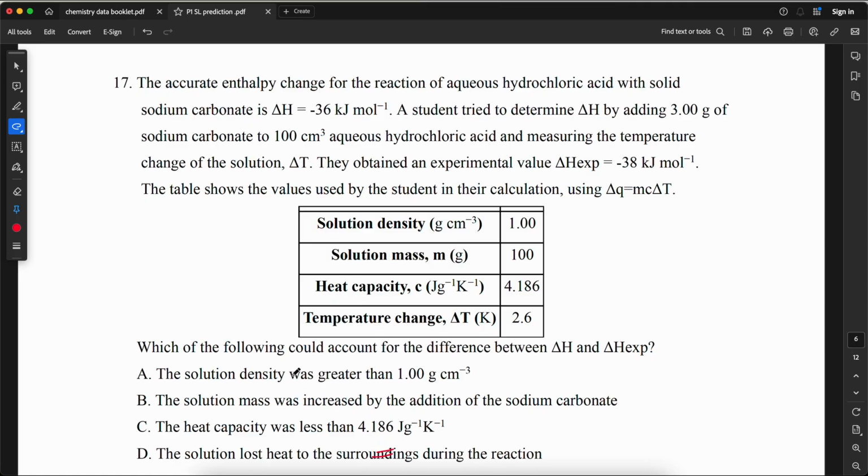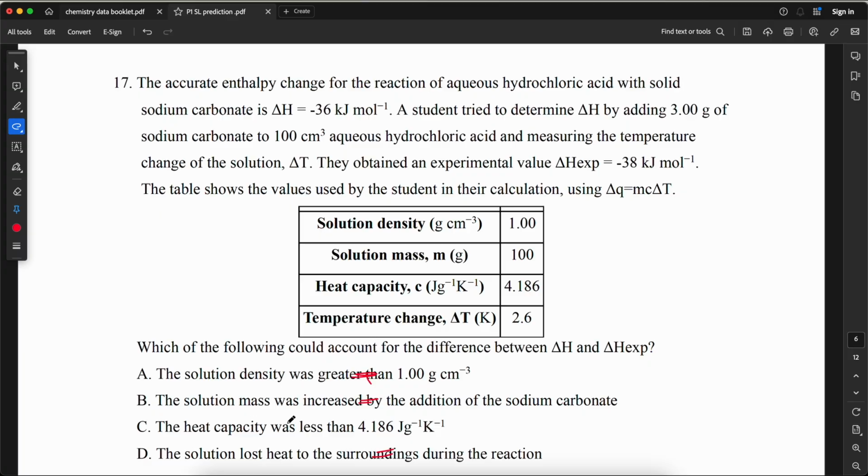And then for A, the solution density was greater than 1 gram per centimeter cube. So it means that the students record wrong for density number. And you know, to find density, it's mass over volume. So if density is 1, the mass will be very small, but the mass here is 100, therefore A also not the answer. The solution mass was increased by the addition of the sodium carbonate. If the mass increase, of course, delta H experiment also will be higher. So it's going to be more far from the negative 36 kilojoule per mole. So this is not also the answer.